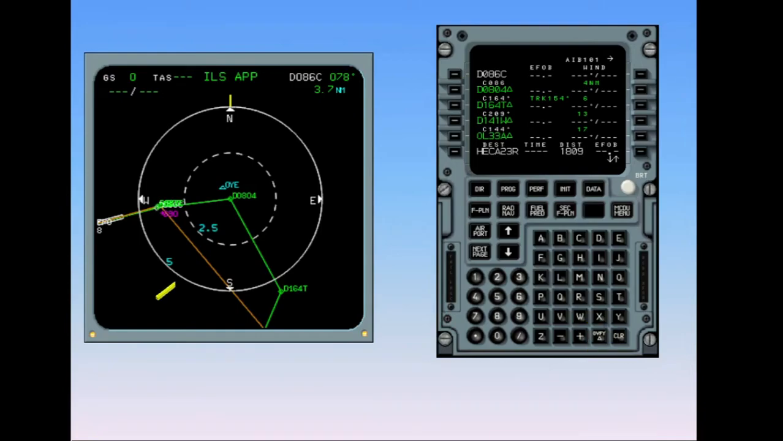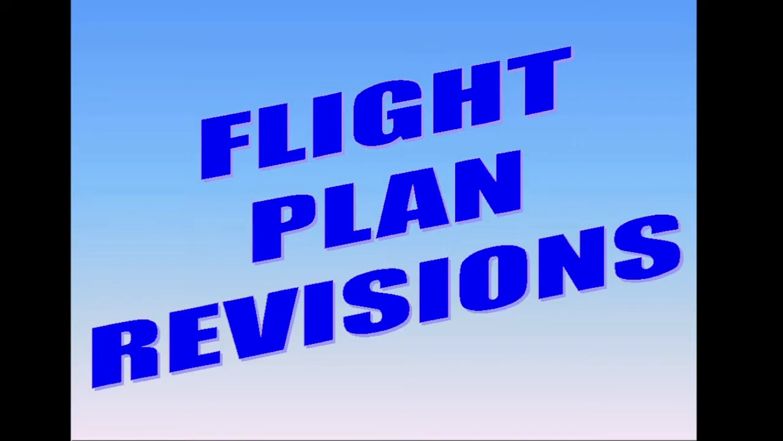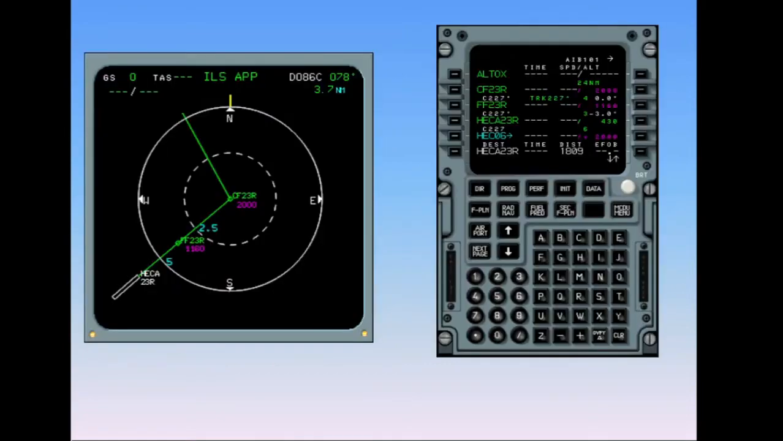Notice the amber line. It is the Engine Out Standard Instrument Departure, or EOSID. If available, it is displayed in the plan mode for review purposes. Revisions are accomplished by using the line select keys, LSKs. Lateral revisions use the left LSKs, and vertical and other revisions use the right LSKs.